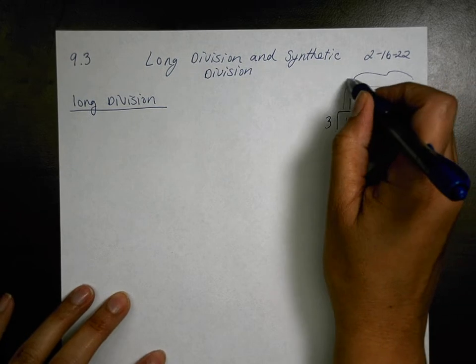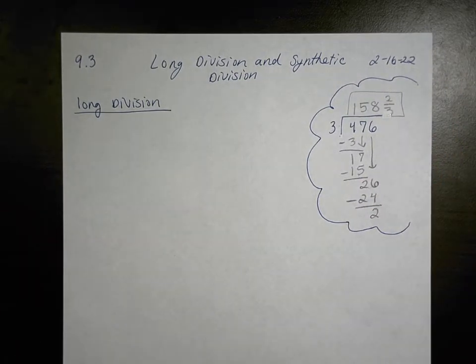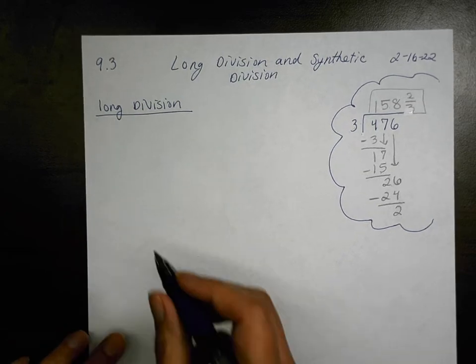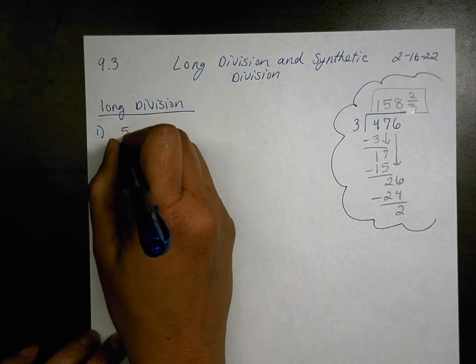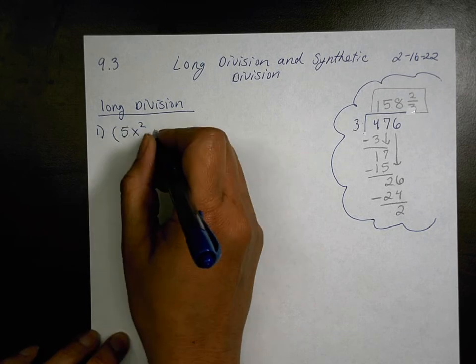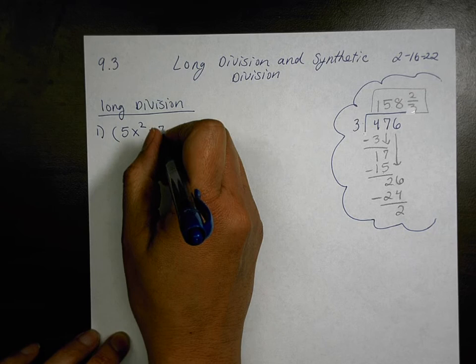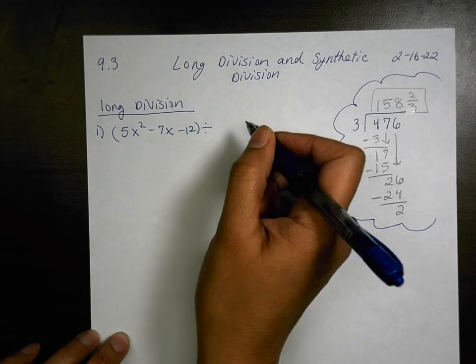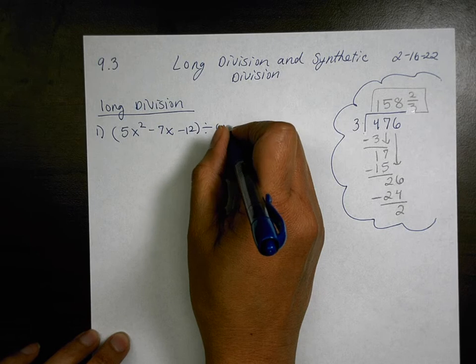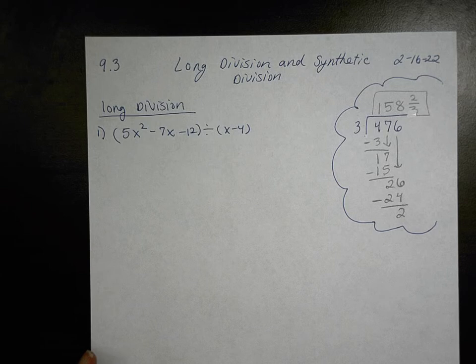Steps, we just want to remember the steps because we're going to use it today to do this with variables. Are we ready? Parentheses 5x squared minus 7x minus 12, close parentheses, divided by parentheses x minus 4, close parentheses.